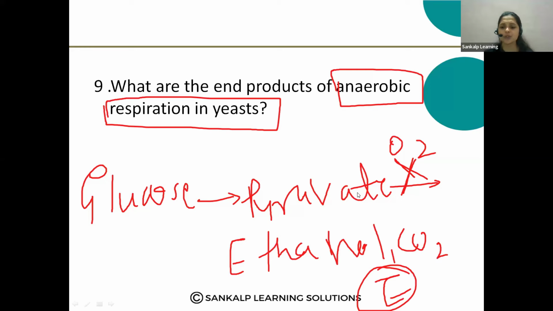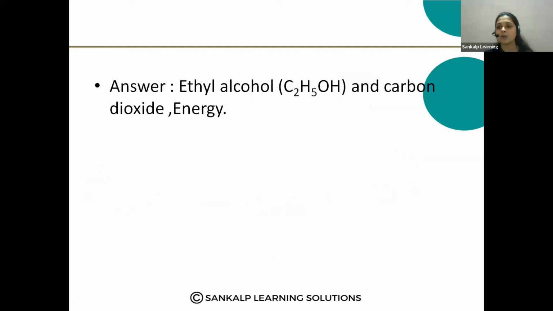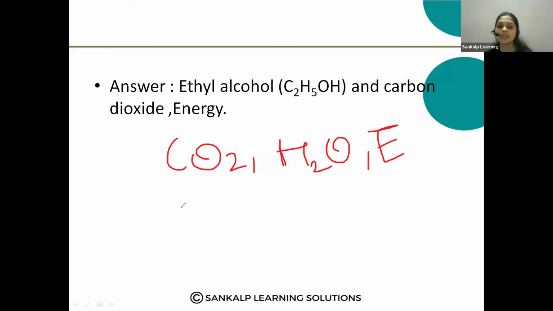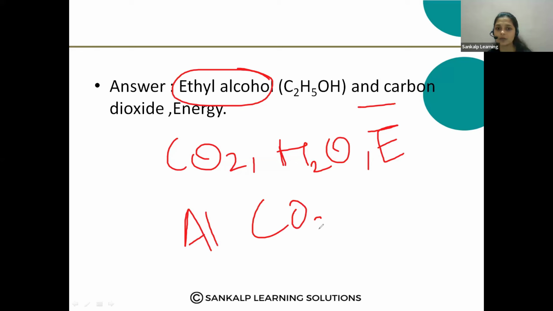So you should know the end products of both aerobic and anaerobic respiration. Okay, so in aerobic respiration, which end products were produced? Carbon dioxide, water, and energy. Carbon dioxide, water, and energy is released, right? So when anaerobic respiration happens in yeast, what is released? Ethyl alcohol, then carbon dioxide, CO2, and energy is released. So you should know both.